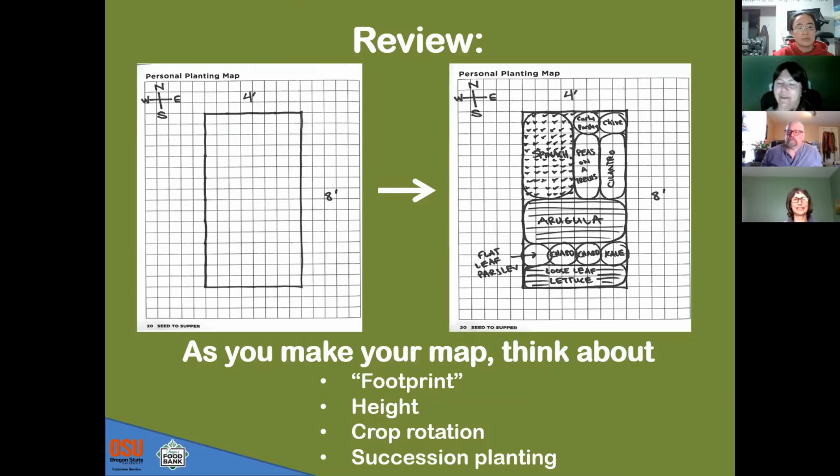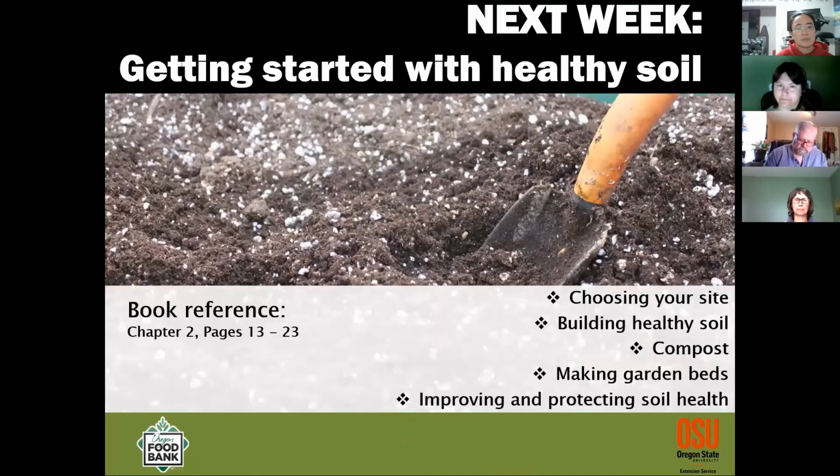So when you make your map, think about the footprint, think about the height of the plants, think about the rotation or the intercropping, as Amy pointed out. That's a great suggestion. And then think about the succession planting.